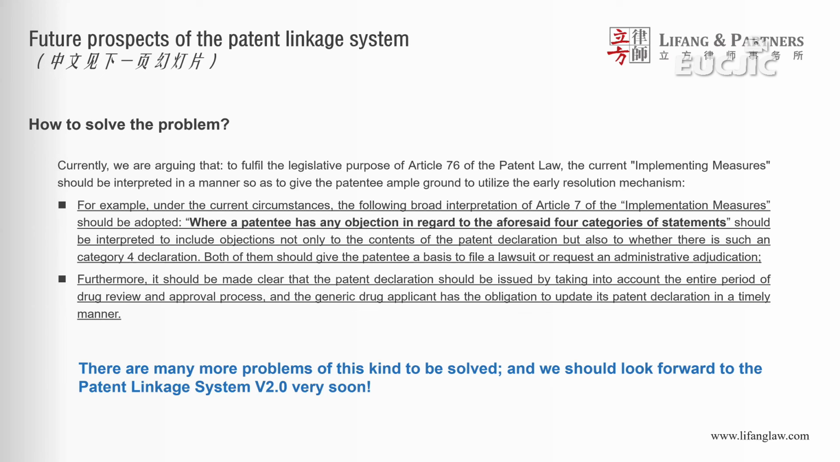That's the work we're still doing. So anyway, the take-home message is this system is nice. We have such a patent linkage system finally established in China, but this is a very new system in China. There are lots of places that need to be improved, and a lot of work needs to be done.